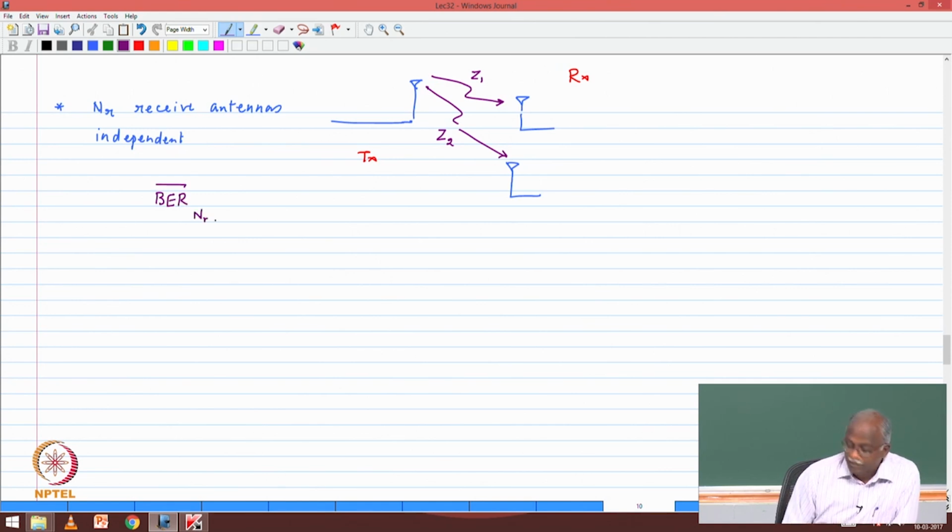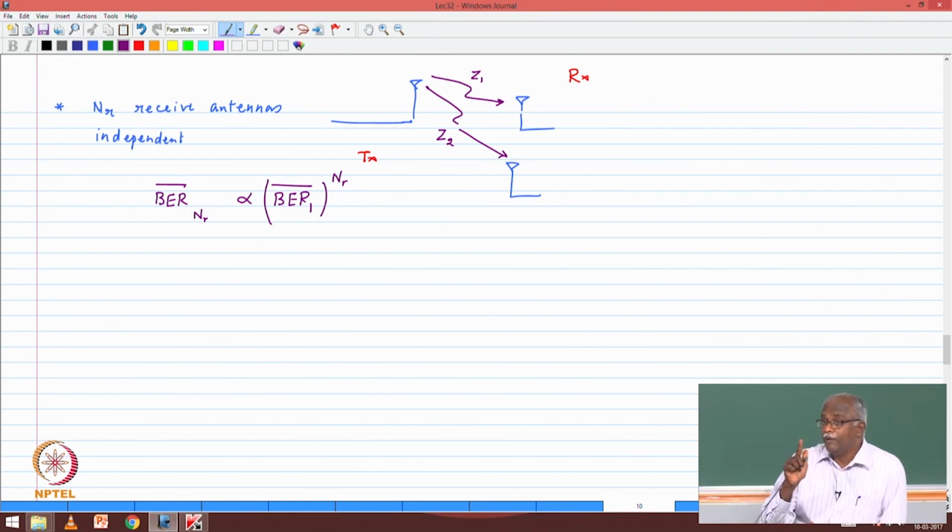Under this condition, what we will show is that in the best of scenarios, the average BER, I'll write a subscript NR, should be of the order of BER1 raised to the power of NR. It is an exponential benefit that you will get if you do this under the optimal combining. That is why we are so interested; this is such an important concept for us in terms of the antenna and the whole concept of diversity.